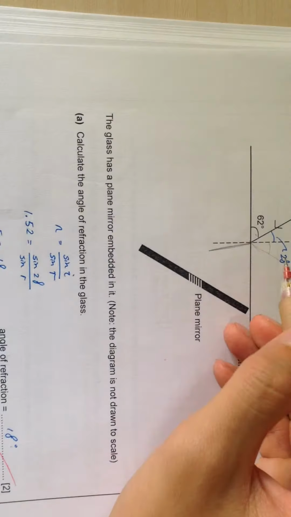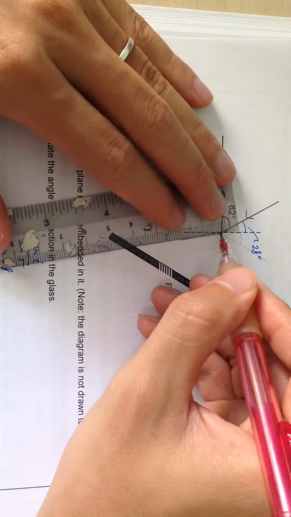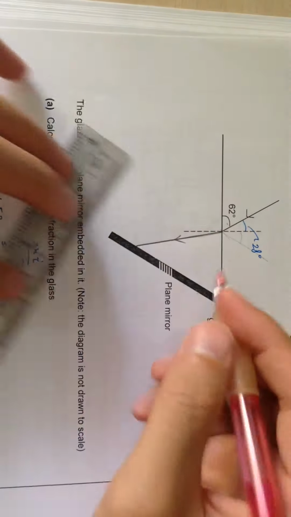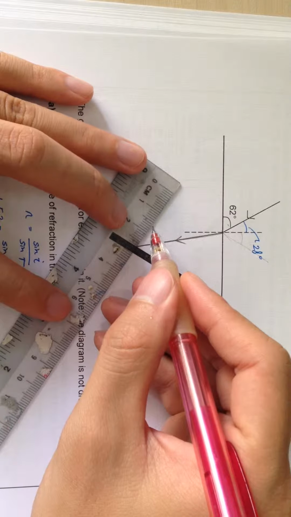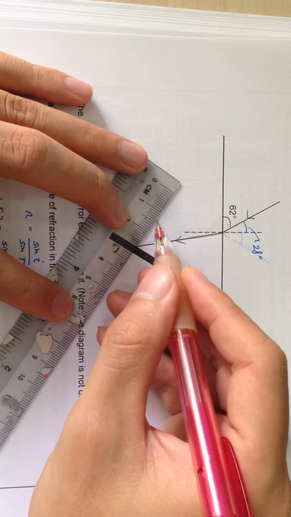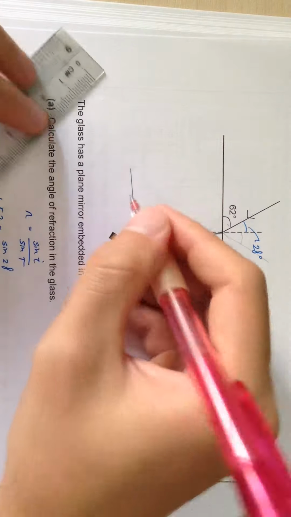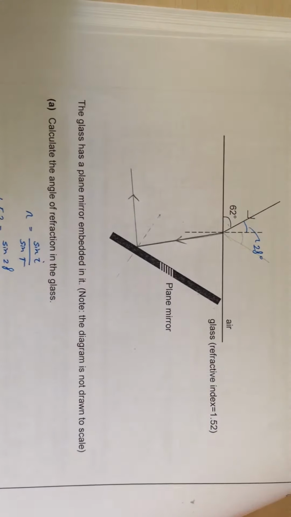So I have to complete the diagram, so it's very simple. If this 28 is going to bend towards the normal, so bend towards the normal, indicate direction. When it hits the plane mirror, make sure you follow the law of reflection and bounce off at the same angle. Okay, that will be all.